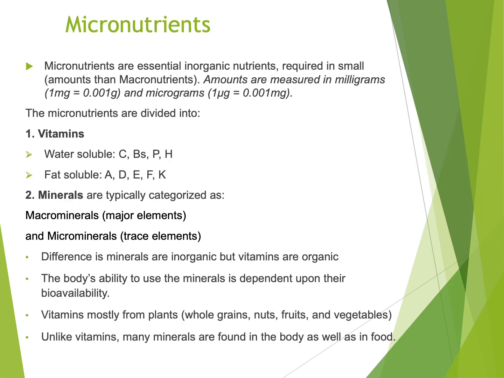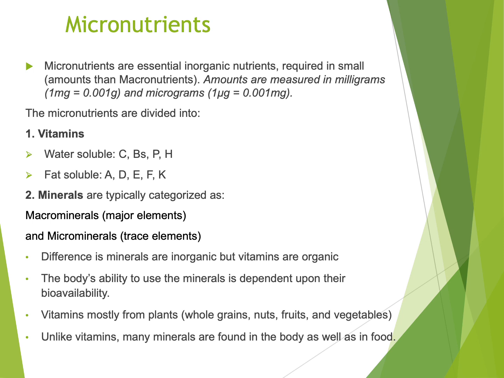Micronutrients are essential and inorganic. They are required in small amounts that are measured in milligrams and micrograms. Micronutrients can be divided into vitamins, which can also be broken down between water-soluble, which includes vitamin C, the B vitamins, P, and H as biotin, and fat-soluble like vitamin A, D, E, F, and K. Minerals can also be categorized as macrominerals, which are the major elements that we need the most, and microminerals, which are trace elements that we need very little of.